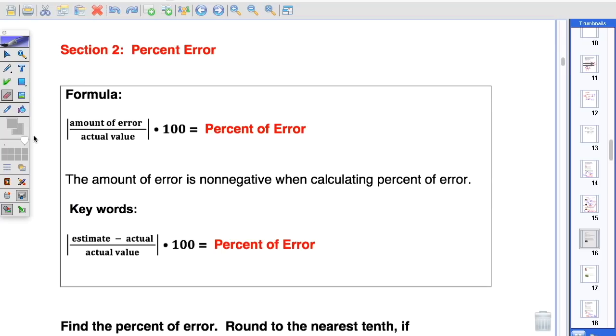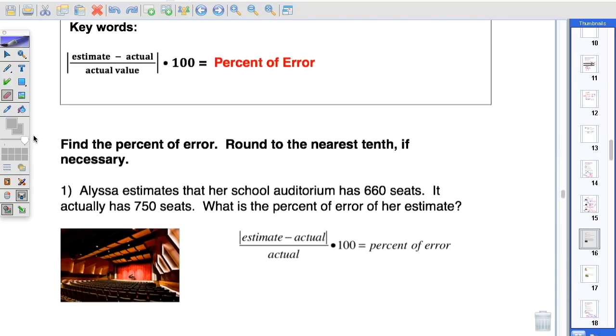Section 2, percent of error. The formula is the amount of error divided by the actual value. Take the absolute value of it, multiply by 100, and that gives you the percent of error. The keywords: you take your estimate minus your actual, divide by the actual, take the absolute value of it, because it's non-negative, multiply by 100, and it gives you your percent of error.